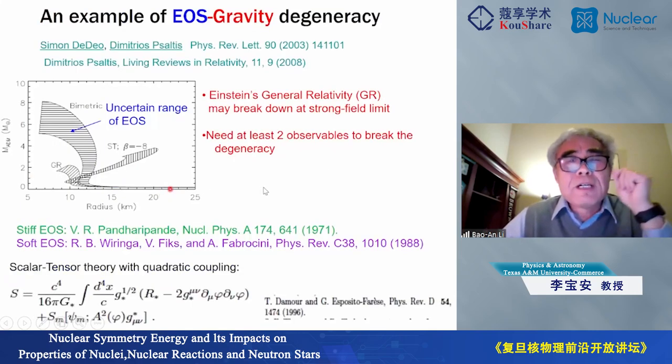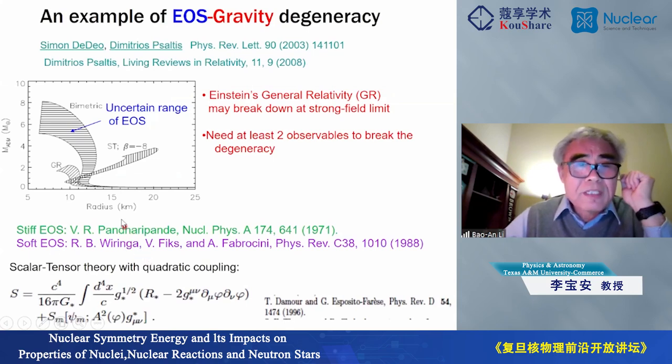Now here I have an example from a group in Arizona. A few years ago, they studied the mass-radius correlation using general relativity and a couple of modified gravitational theories, using two equation of state boundaries: the stiff equation of state and the soft equation of state. Then your predicted range of mass over radius is here.